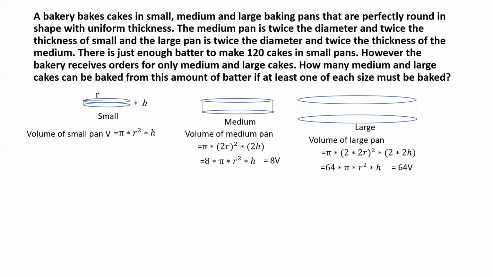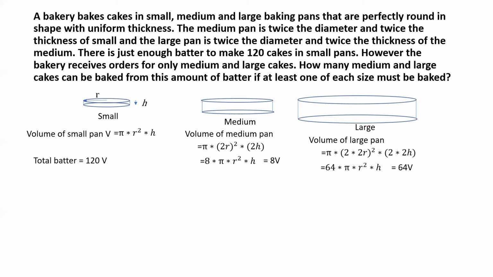So now we know what the volume of the medium pan and the large pan are in terms of the volume of the small pan, V. Now it's given in the problem that there is enough batter to make 120 cakes in small pans. So if we are trying to estimate the amount of batter that's there, and I'm talking mainly about the volume of batter, the volume of the batter will be basically 120 times V, right?